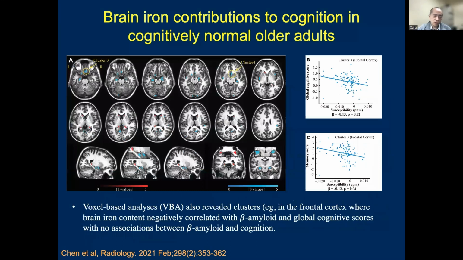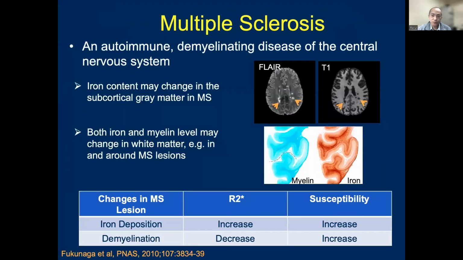Here, just showing another set of results we observed using voxel-based analysis, showing similar results of association between cognition and magnetic susceptibility, independent of beta amyloid at this early stage.